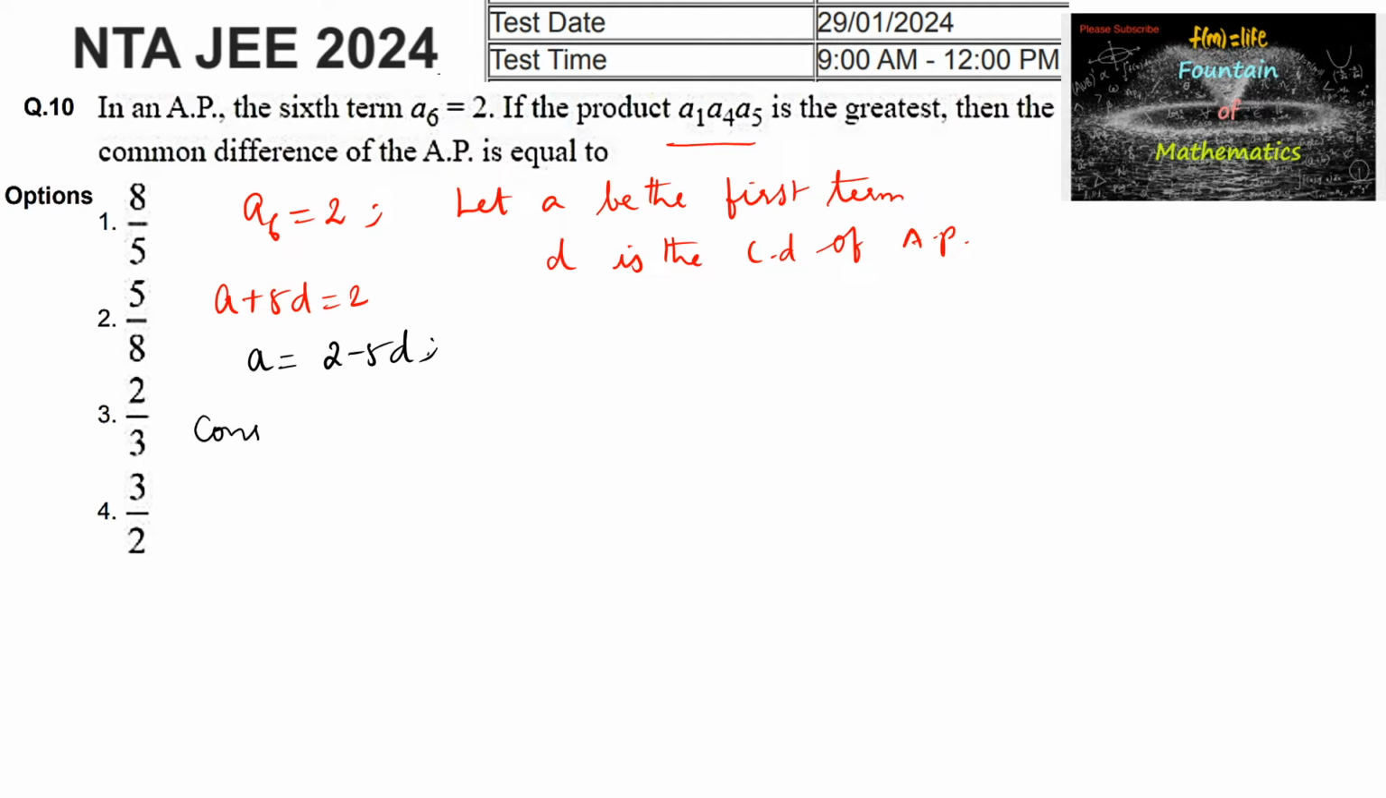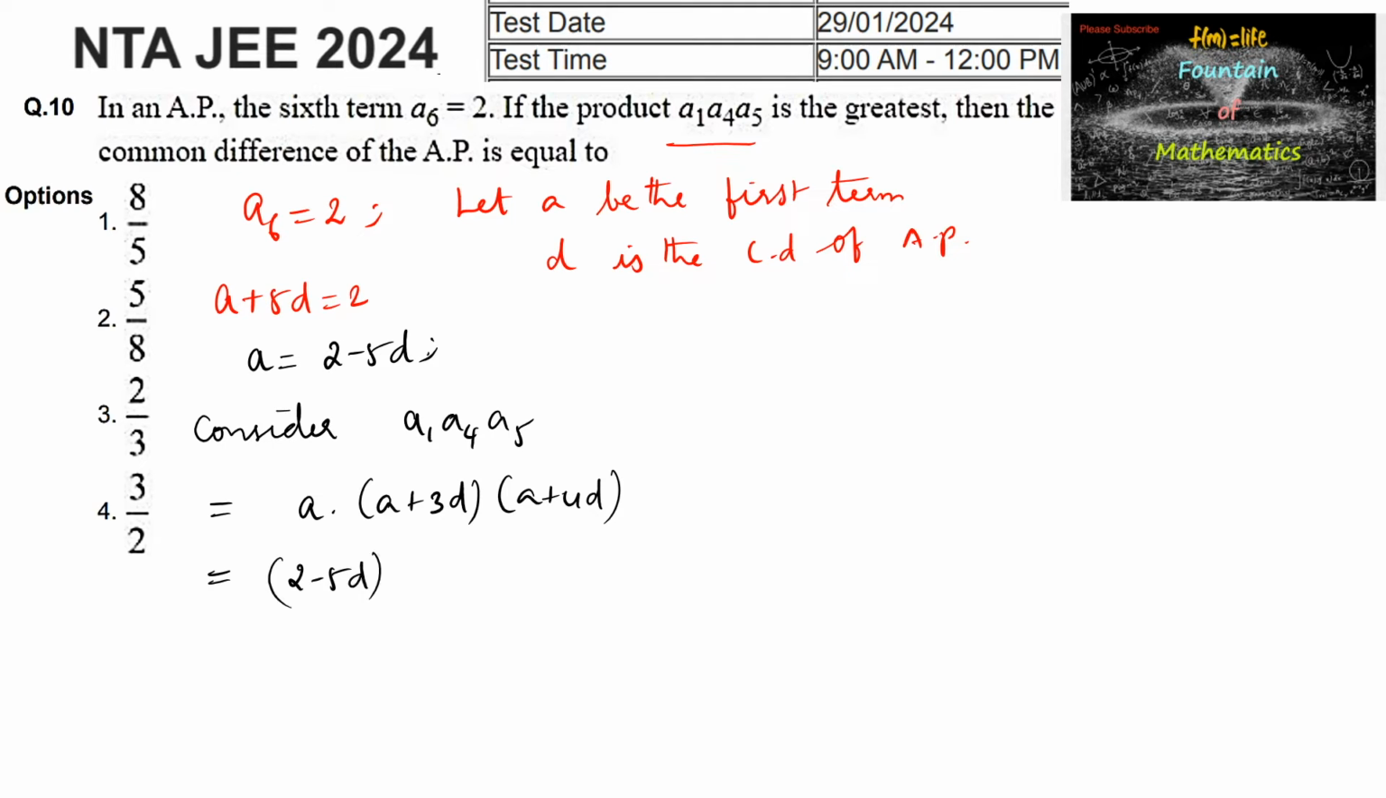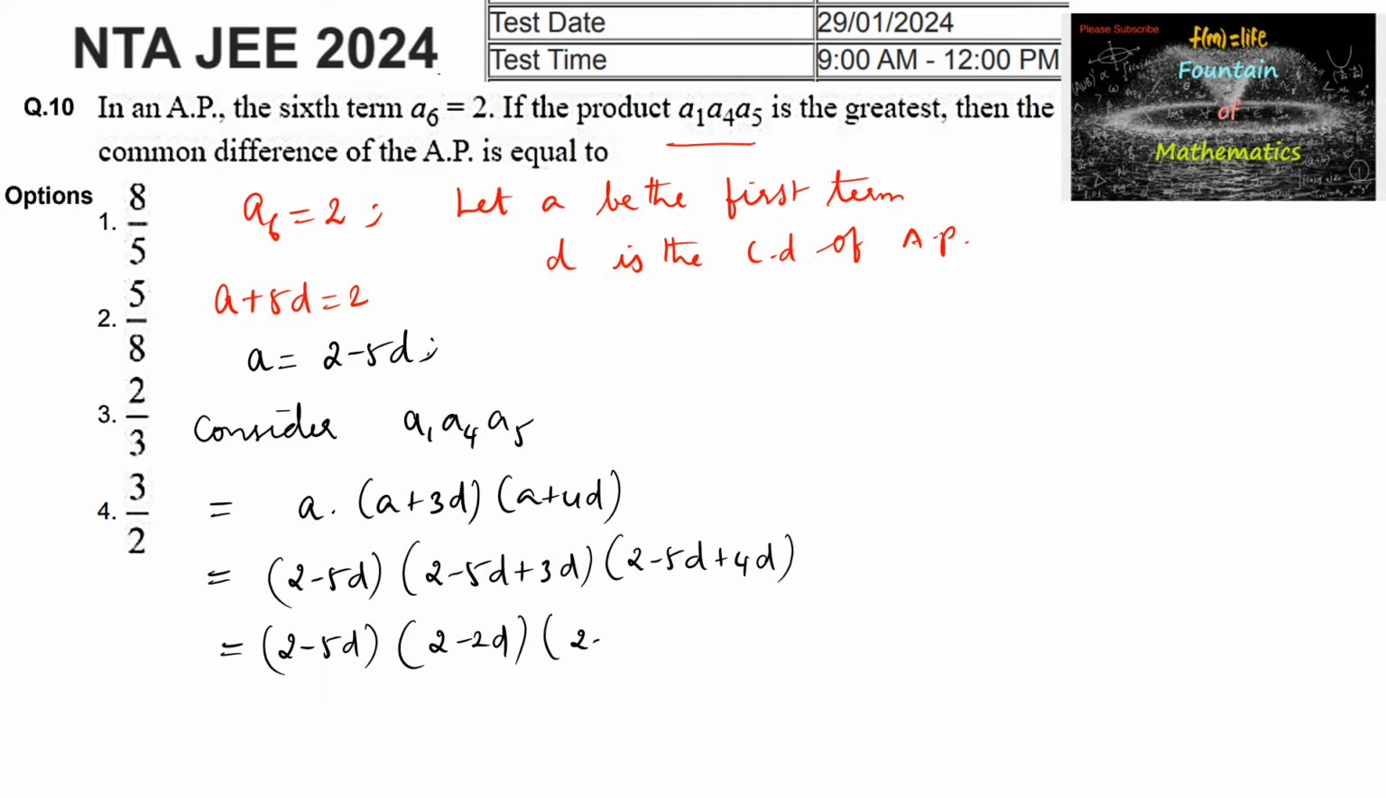And now consider the product a1 into a4 into a5, which is equal to a into a plus 3d into a plus 4d. So a we can write as 2 minus 5d, into a plus 3d as 2 minus 5d plus 3d, into 2 minus 5d plus 4d, that is 2 minus 5d into 2 minus 2d into 2 minus d. So here we got the function in terms of d. Let us consider f of d.